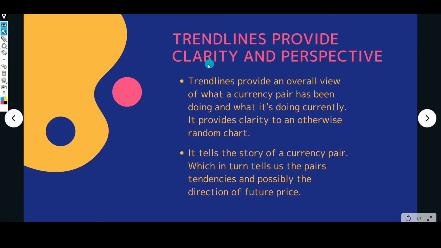Trend lines provide clarity and perspective. Trend lines provide an overall view of what a currency pair has been doing and what it's doing currently. It provides clarity to an otherwise random chart. Let me show you an example of this.